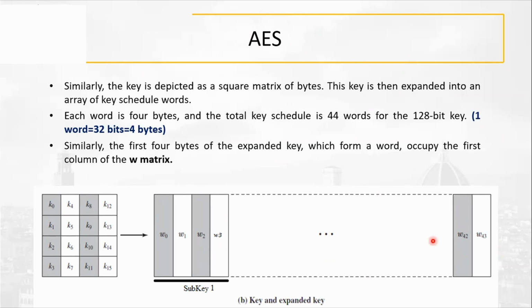The subkey generation algorithm will generate all the keys here. How are these keys stored? They are stored in an array. 44 such words are stored. When the first 4 words are provided to round 1, they form a 128-bit key.